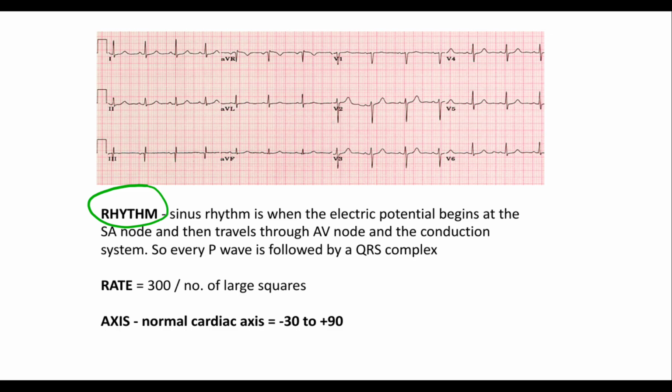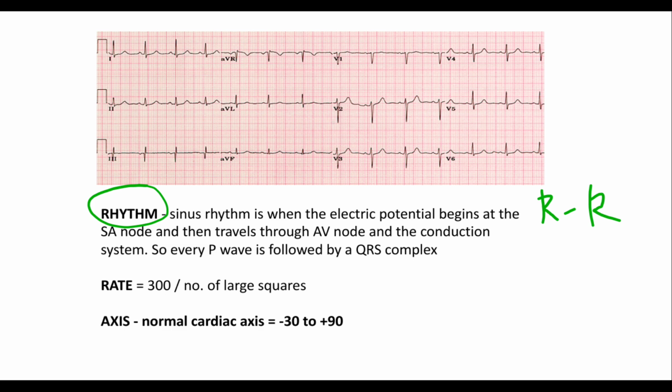So apart from your limb leads, augmented limb leads, and chest leads, you will usually have lead 2 given as a long strip, which is called the rhythm strip. You will look at the RR intervals, whether they are fixed. If the RR interval is regular, it's called a regular rhythm.